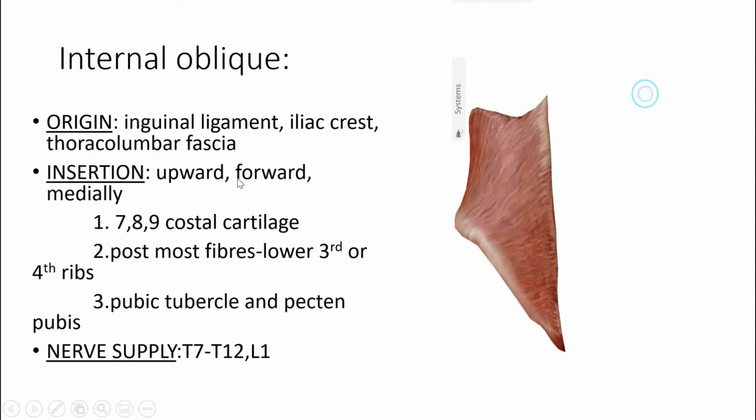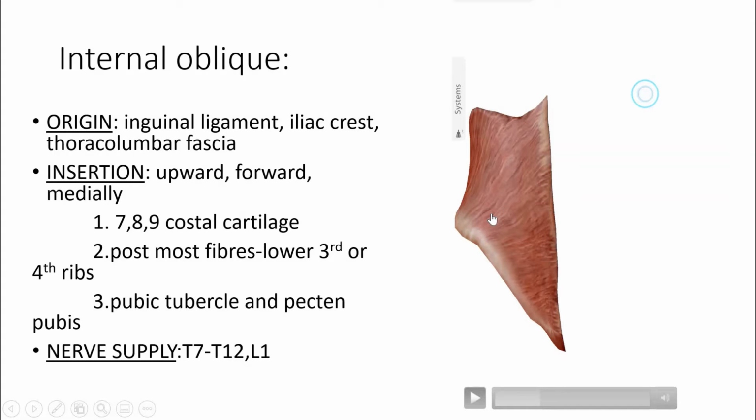So talking about the insertion, it is inserted upward, forward and medially, at right angle to the insertion of external oblique. External oblique was directed downward like this, but internal oblique is directed upward and perpendicular to it. So it is inserted upward, forward and medially to the lower ribs, lower 7, 8, 9 rib costal cartilage, and the linea alba, which extends from the xiphoid process upward to the pubic symphysis downward.